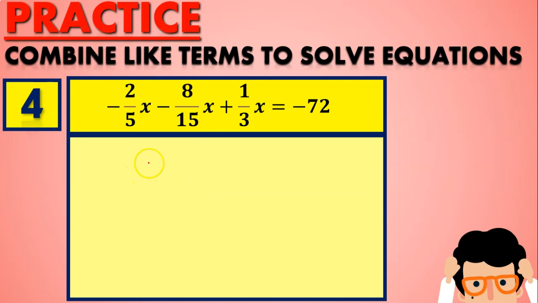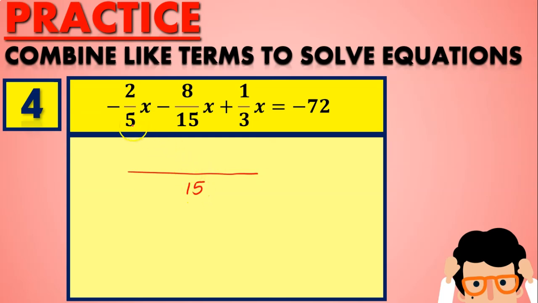In this problem, which is the last one, we have 3 fractions, but these 3 fractions all have x. So that means that they are like terms, so we can combine them. So as you can recall from primary, what we have to do here is find the greatest common denominator, which is 15. And then we have to convert the fractions to make them all homogeneous so that we can add them.